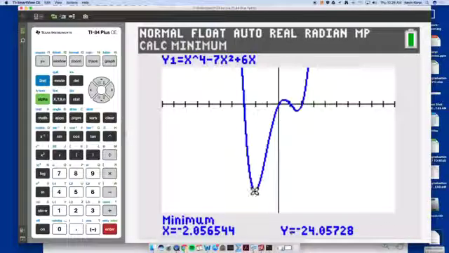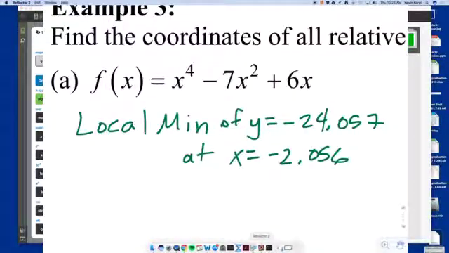So I'm going to put on my paper now, as you write it as well, local min of y equals negative 24.057 at x equals negative 2.056. Okay, so here's what I wrote. Local minimum of at. Whenever you say the word of, a y value is about to follow. Whenever you say the word at, an x value is about to follow. And I truncated. I didn't bother rounding. Save that mental energy for other stuff.